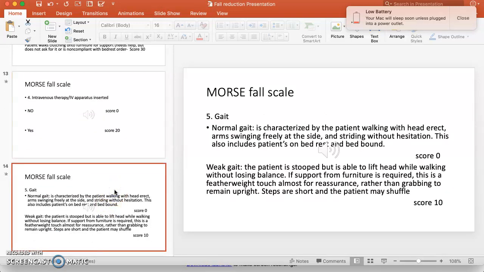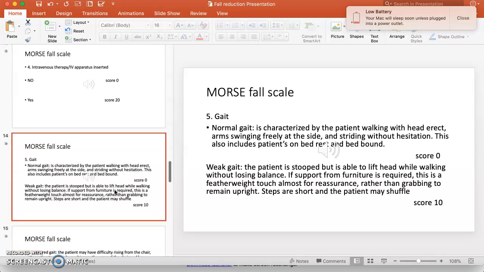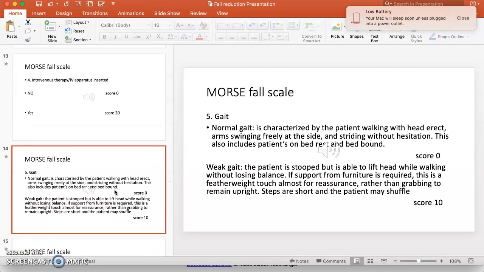The fifth variable is the gait. This is where we need to observe our patient. If the patient has a normal gait, this is the patient whose arms are swinging freely and their head is held high. This also includes bed rest and bed-bound patients. They get a 0.